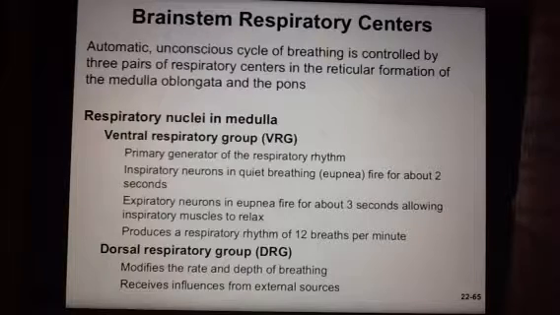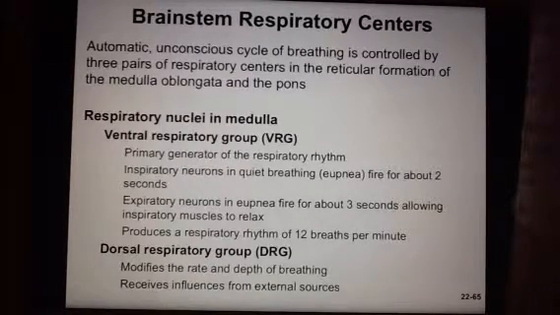And these 3 groups all have abbreviations. We're going to talk about the primary one first, and then the secondary and tertiary, or the other 2, just briefly. So in the medulla, we see our primary generator of that rhythm, and that just means how we have that respiration that's so automatic we don't think about it. It's involuntary, and that is coming from primarily the ventral respiratory group, and we're going to call that the VRG.